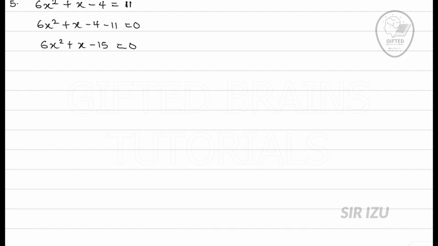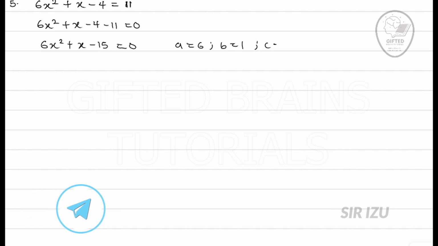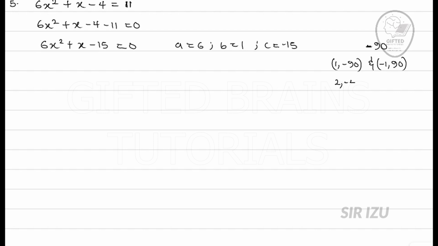Again, the next thing we have to do is to say what's our a, that is 6, what's our b, that is 1, and what's our c, that is minus 15. And so a times c will give us minus 90. So we bring out the factors of minus 90 now, which is 1 and minus 90, and then minus 1 and 90.